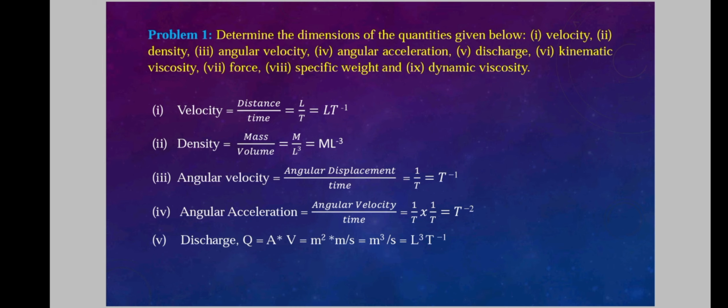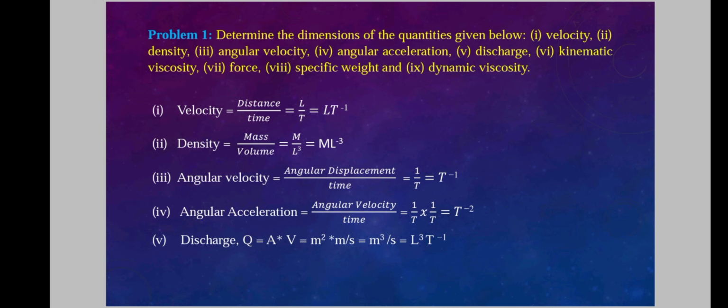So we know that the formula for velocity will be distance divided by time. For distance, the dimension will be L. For time, the dimension will be T. So L, moving T from below to top, it will be T power minus 1.